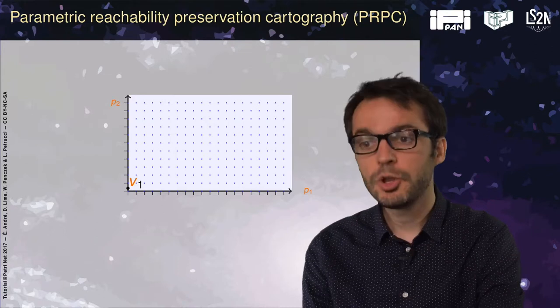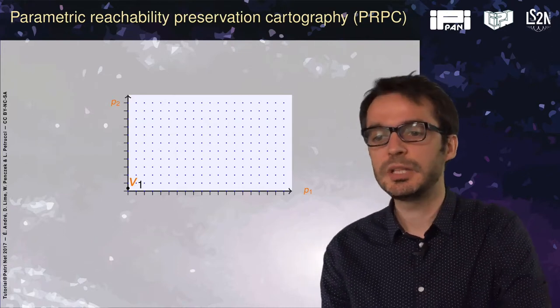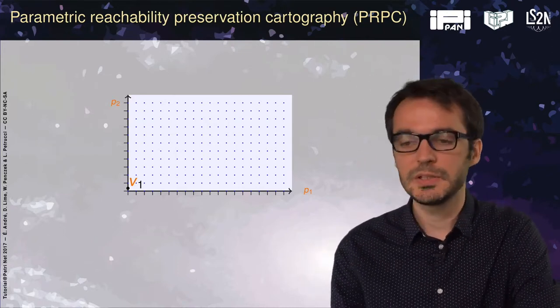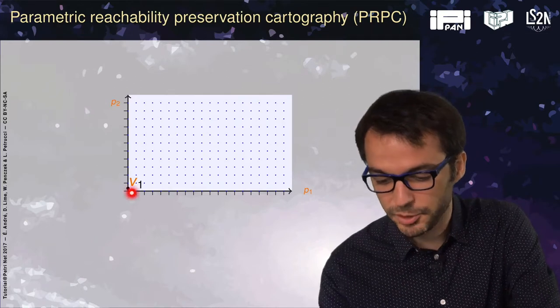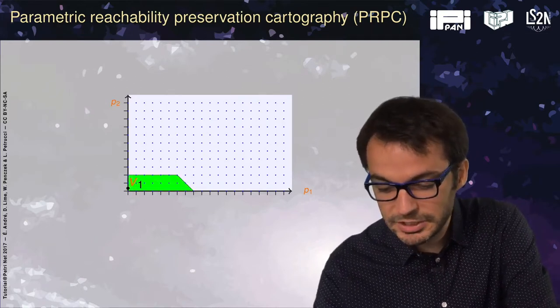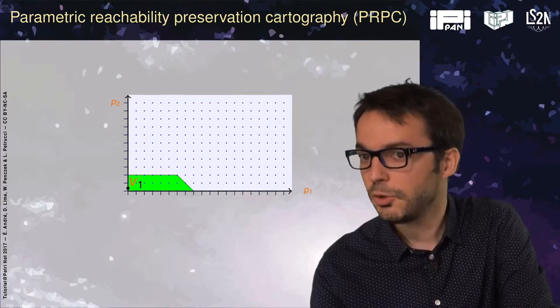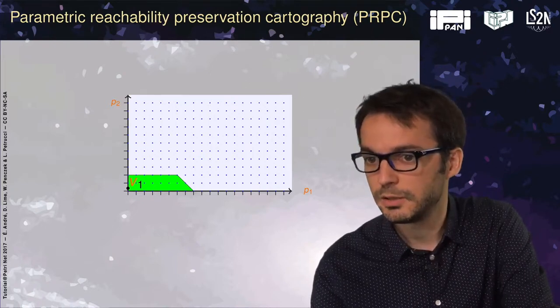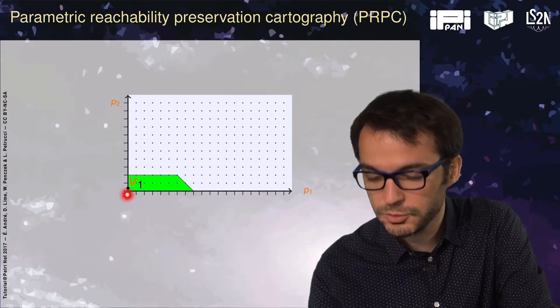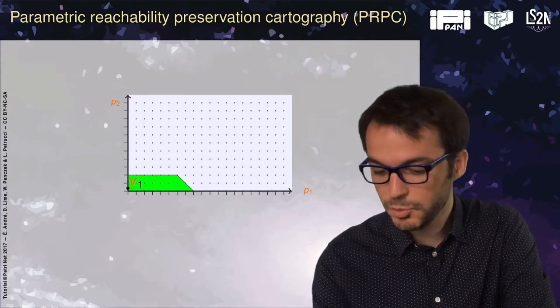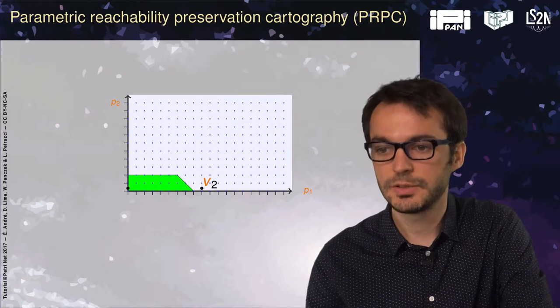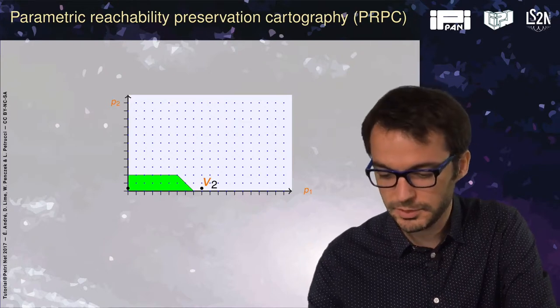Let me show in the non-distributed setting how the PRP cartography, so PRPC, works. We start with an integer point. We compute a constraint that generalizes this integer point. And if this integer point is safe, if we can't reach the bad locations, then all those rational points are safe as well. Then we move to the next uncovered integer point, this one. We generalize it.